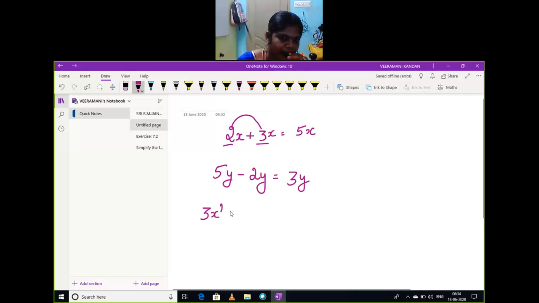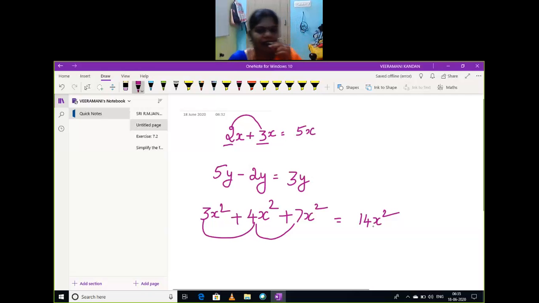3x square plus 4x square plus 7x square. What is the answer, children? Can anyone say? Very good, children. 14x square. 3 plus 4 is 7, 7 plus 7 is 14. Here x square is common, so 14x square. You understand well. Shall I move on to the exercise?